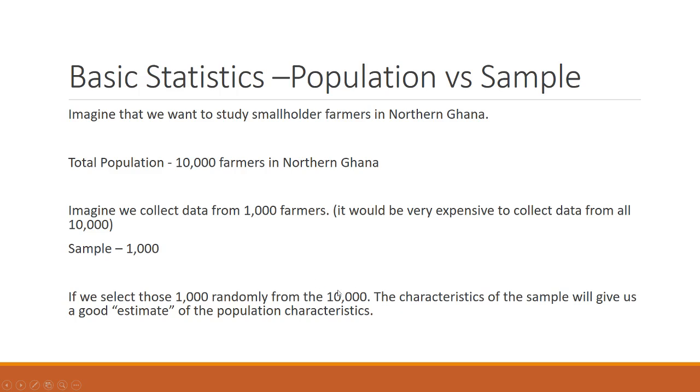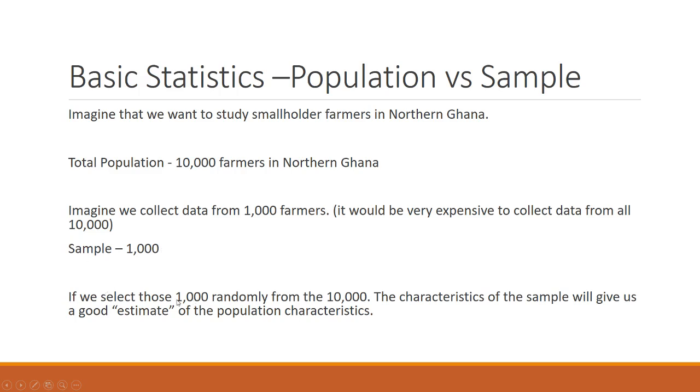So let's go back to my example to drive this home again. Imagine that we want to study smallholder farmers in northern Ghana. Let's say the total population is 10,000 farmers. We can't collect data on all 10,000, and realistically it's much more than that. So instead we collect data on 1,000 farmers. It would be way too expensive to collect data on all 10,000. So we have data on 1,000 farmers, and this is our sample.